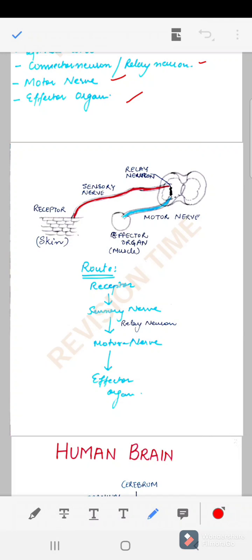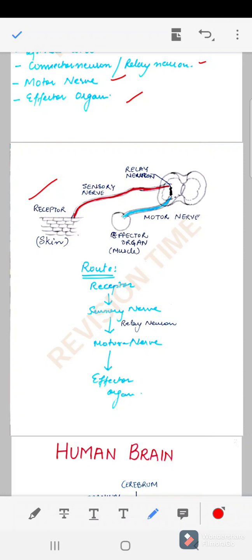So this is the receptor here first. First of all, we get the stimuli. Stimuli is anything which initiates a process, right? So we get a stimuli. For example, let us take the very classic and basic example of touching a hot pan and taking back our hand, right? So in the skin we have thermoreceptors, right? So on the receptor, when we touch the hot pan, we get a stimuli.